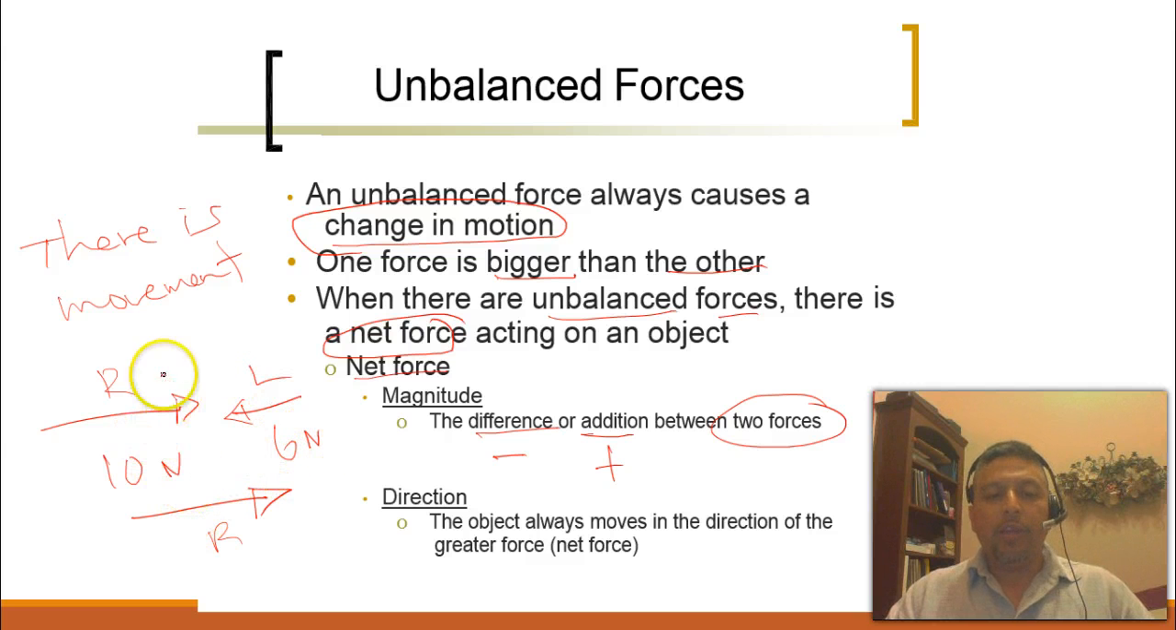Who wins? The one with the biggest force, which is the one to the right. That one has 10 newtons, but we have to subtract because they're going in opposite directions, against each other. So we are going to do that here. 10 minus 6 equals 4 newtons. So this will be 4 newtons to the right.